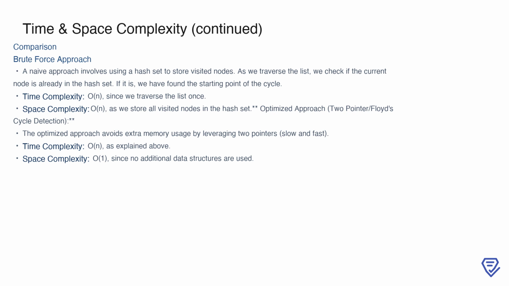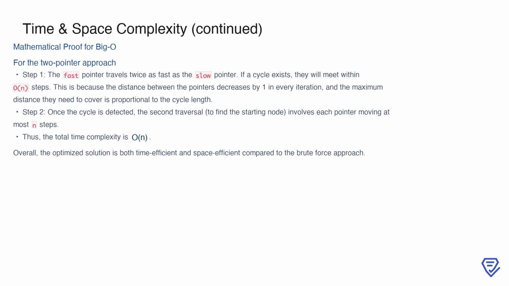In contrast, the optimized two-pointer approach, also known as Floyd's cycle detection algorithm, achieves the same linear time complexity of n, but crucially improves the space complexity to 1, by not using any additional memory to track visited nodes. This makes the optimized approach significantly better in terms of memory efficiency, especially when working with large linked lists. To further understand why the time complexity of the two-pointer approach is n, we can look at the mathematical reasoning. In the first step, the fast pointer moves at twice the speed of the slow pointer.